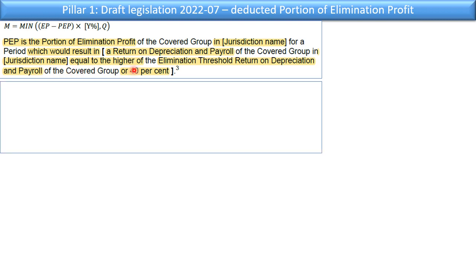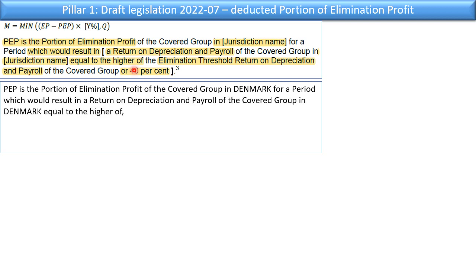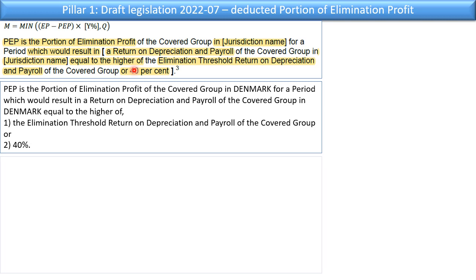So if we try to rewrite this, it says PEP is a portion of the elimination profit of the covered group in Denmark for a period, which would result in a return on depreciation and payroll in Denmark equal to the higher of the elimination threshold return on depreciation of the covered group, or 40%.